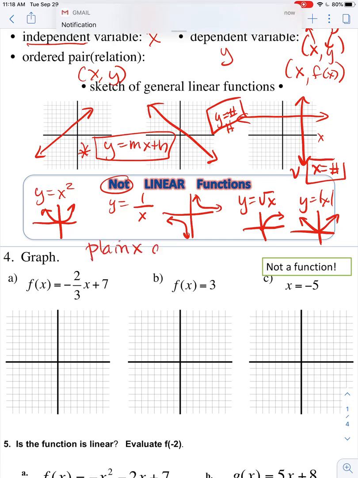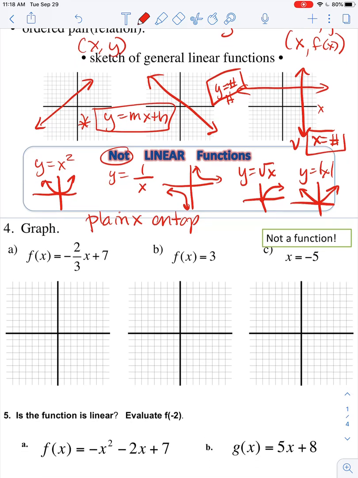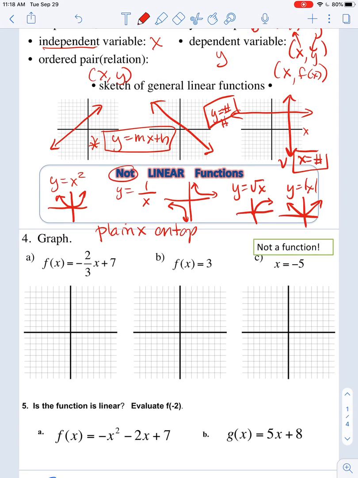Basically, you need just a plain x, and it needs to be on the top of the function. On top is not one word, but apparently it is in my notes.